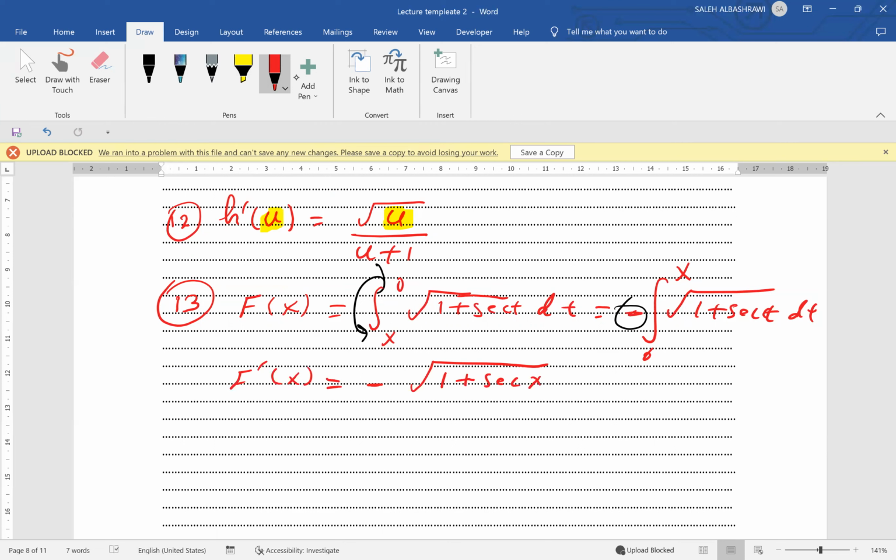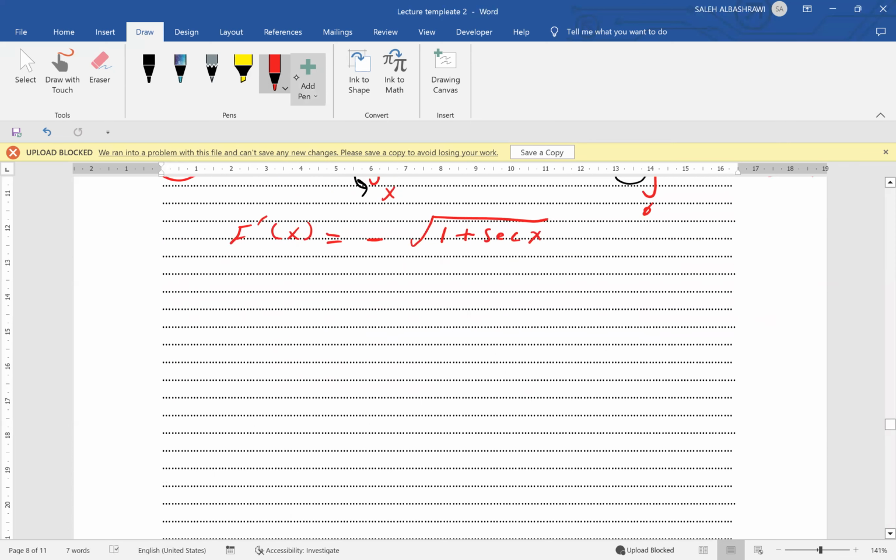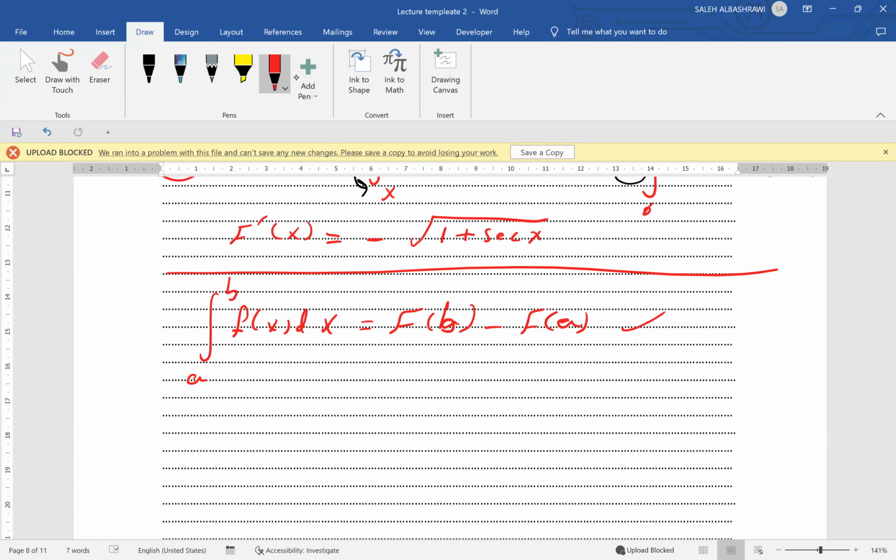In the second part of this lecture, we are going to speak about the second part of the fundamental theorem of calculus. If we need to find the definite integral from a to b of f of x dx, it is equal to capital F of b minus capital F of a. This will be discussed in detail in the coming lecture.